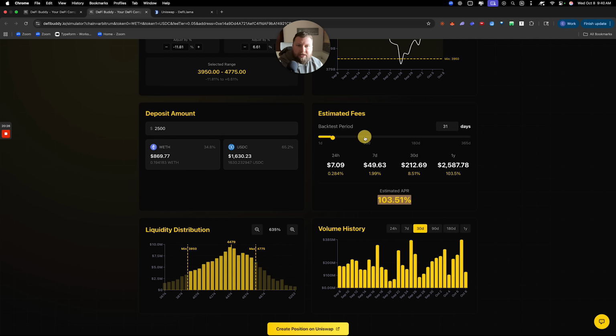If I wanted to backtest this to 60 days, what would this look like? Okay, roughly 63 days. You can see based on the trading volume and everything that I've put here, you can expect about 117%. Again, this is backtesting. This is looking at previous data, so it's not going to be super accurate moving forward. It's just an estimate. Hopefully that makes sense.